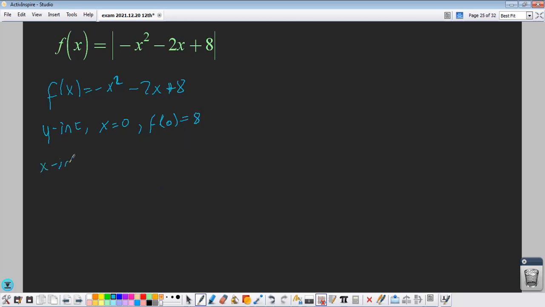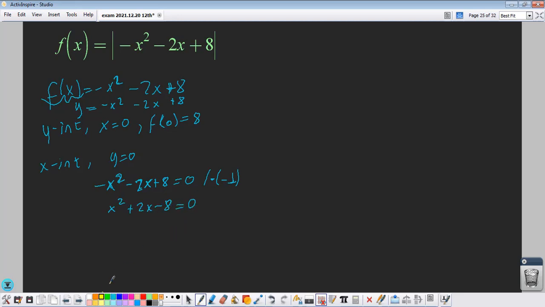The second one is x-intercept. In this case, y should be 0. There is no y in this, so f of x can also be written as y equals minus x squared minus 2x plus 8, and all of this should be equal to 0. Right now we should try to solve this one, but I don't like minus x squared. You can multiply everything by minus 1 and get plus x squared plus 2x minus 8.